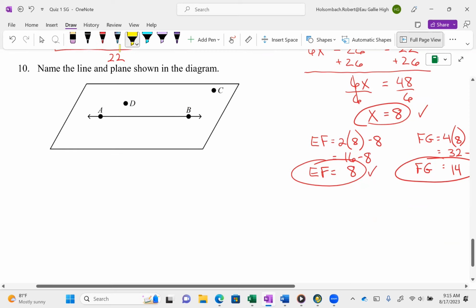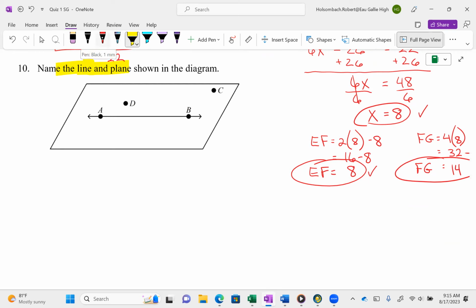All right, another two-part question. Name the line and the plane. So the line is AB or line BA. The plane, three non-collinear points. We can use ADB. We can use ABC. We can use ADC. Does anybody see anything else? Three non-collinear points. We can use BDC.